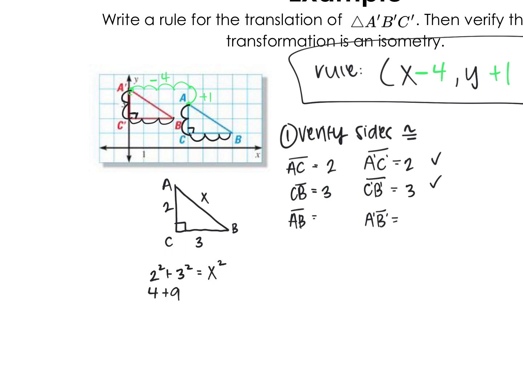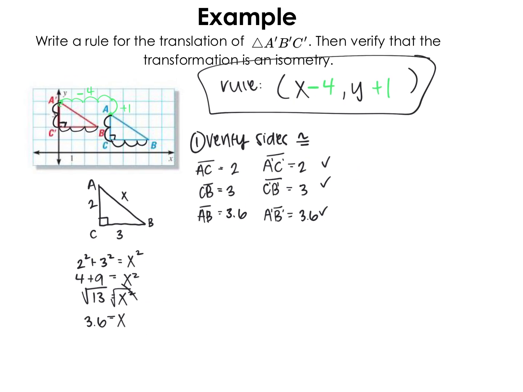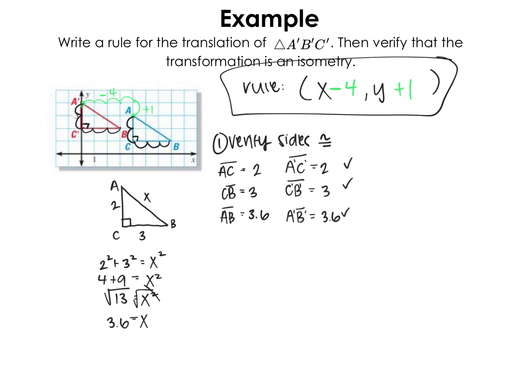Or 4 plus 9 is equal to x squared. Or 13 equals x squared. When we square root, this gives us just about 3.6. So from A to B, it's 3.6. And A prime to B prime is also 3.6 because they have that same dimension. Cool, so we have verified that all of the sides are congruent.